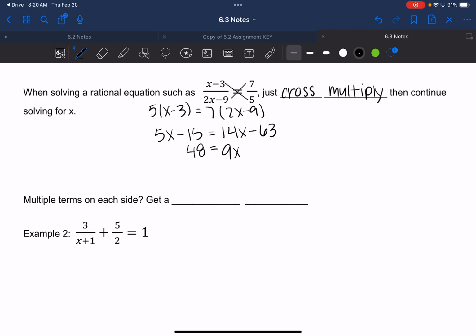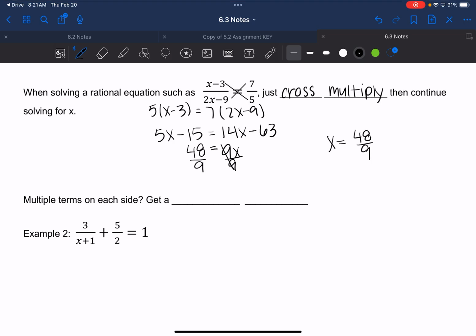So we need to divide, right? But can I simplify 48 over 9? So I would say my solution is x equals 48 over 9. Okay.